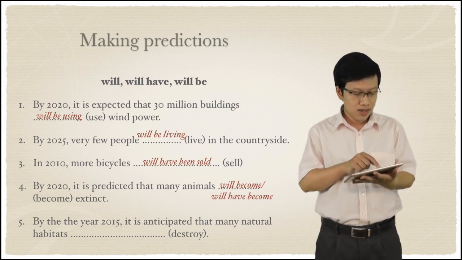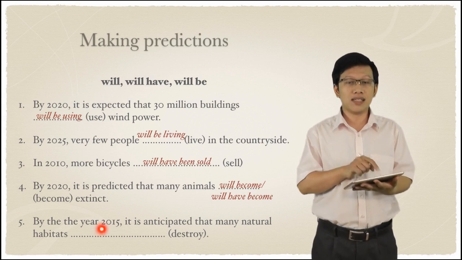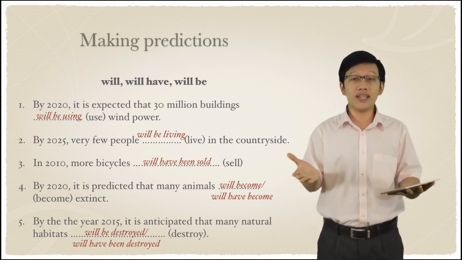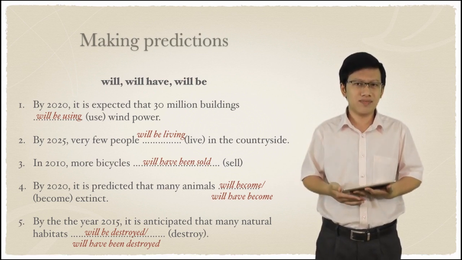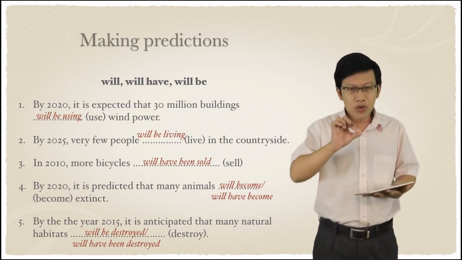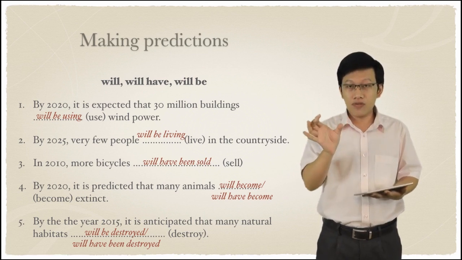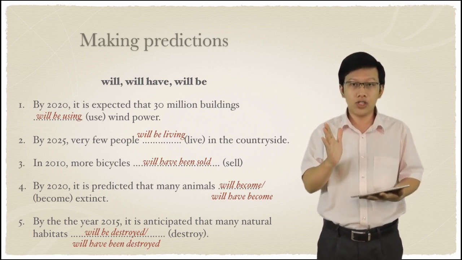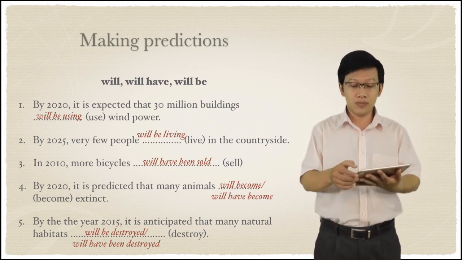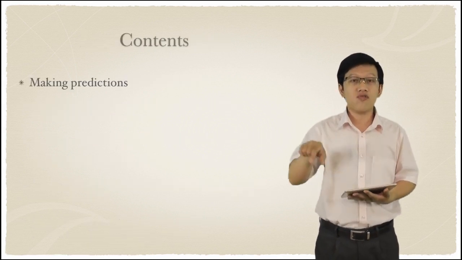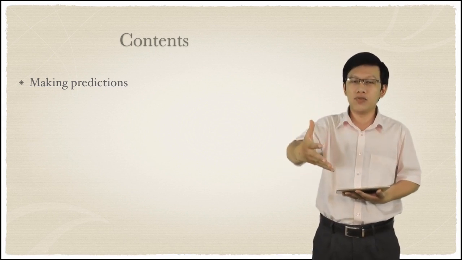It doesn't make sense. By the year 2015, it is anticipated that many natural habitats, let's say, will be destroyed or will have been destroyed. We don't say will be being destroyed. Well, that doesn't make sense. Okay, so as we're making predictions, we can use will, or with the present perfect, with the future perfect or the future continuous, or we can use many of the other verbs and adjectives in order to make your structure varied. So it is anticipated that the IELTS is going to be more and more challenging in the future.